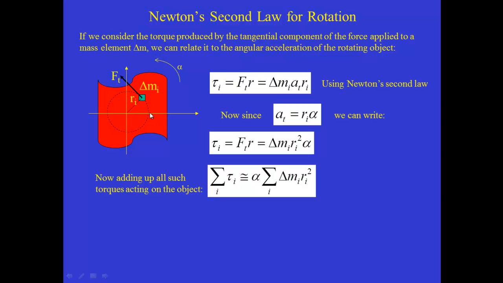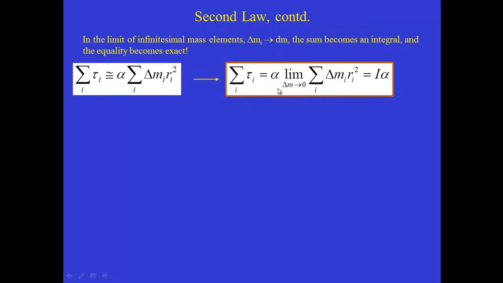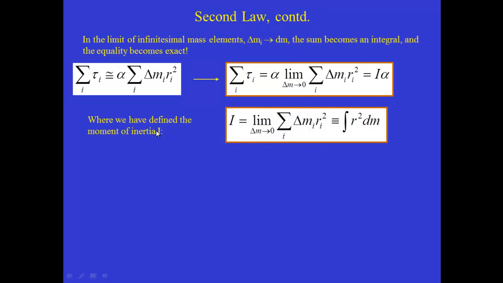And you're already familiar with this kind of phenomenon in your study of calculus. So if we want to make this equality exact, we have to take the limit where these delta m mass elements get smaller and smaller. In that limit, the summation becomes an integral and the equality becomes exact. So we write this down as the limit as delta m goes to 0 of the summation. And this whole quantity that multiplies the angular acceleration alpha, this limit of the summation, we give a symbol I to it.